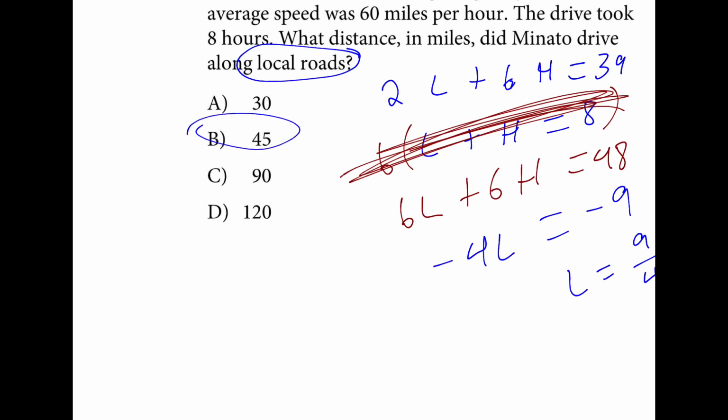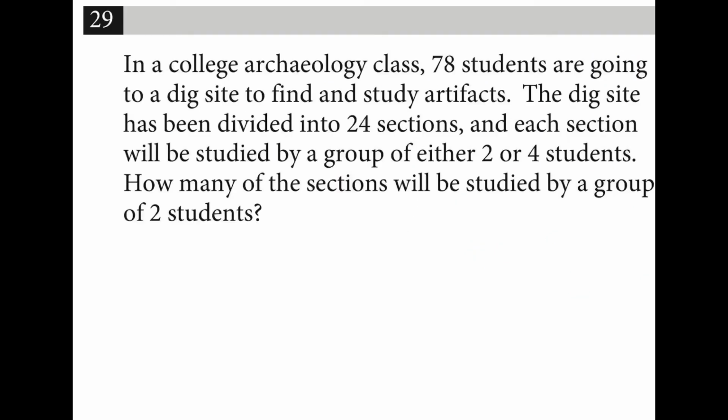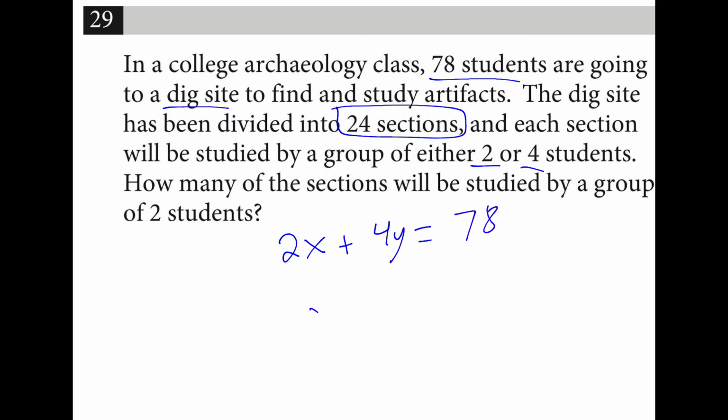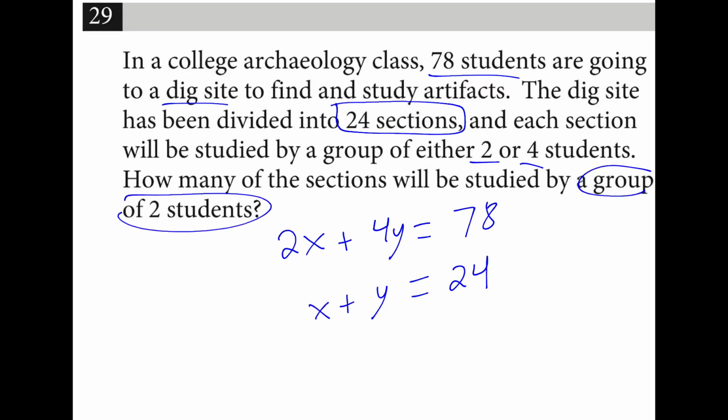Which is B. We have 78 students headed to a dig site. The dig site is 24 sections, and there's groups of 2 or 4 students. So maybe 2x plus 4y is equal to a total of 78 students. And the total number of sections is 24. And they want to know how many sections will be studied by a group of 2 students.